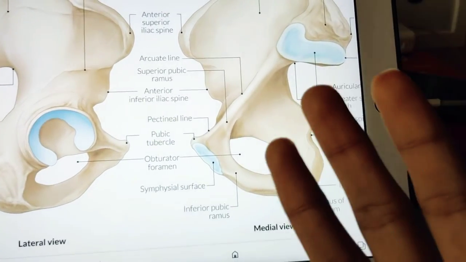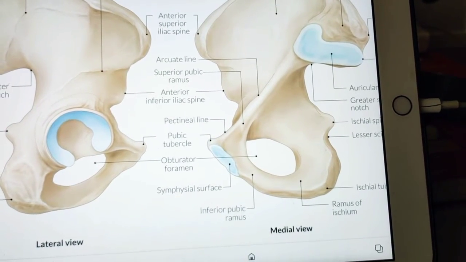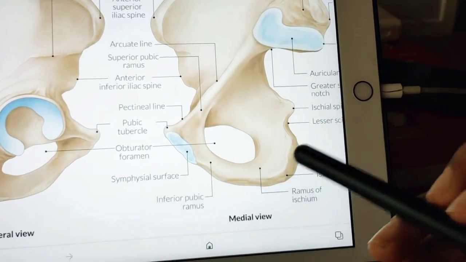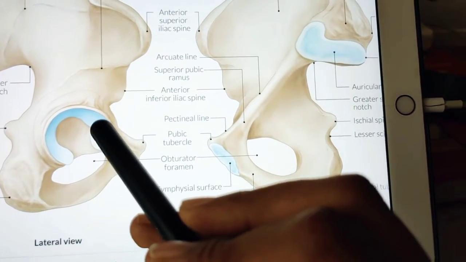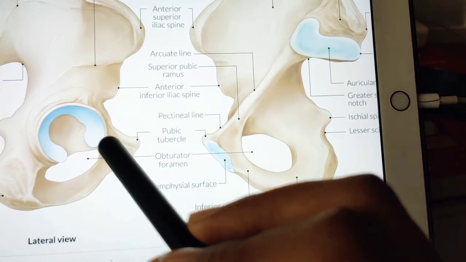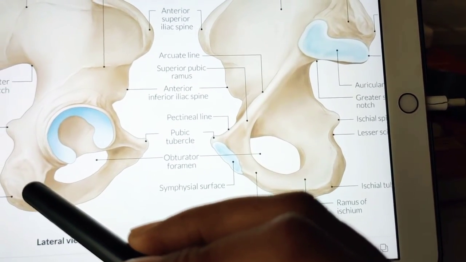Let's come to the three surfaces. Three borders, three surfaces. What are the three surfaces of the ischium? The first surface is the femoral surface. This one will be the femoral surface because here is our acetabulum, which forms the hip joint with the femur.